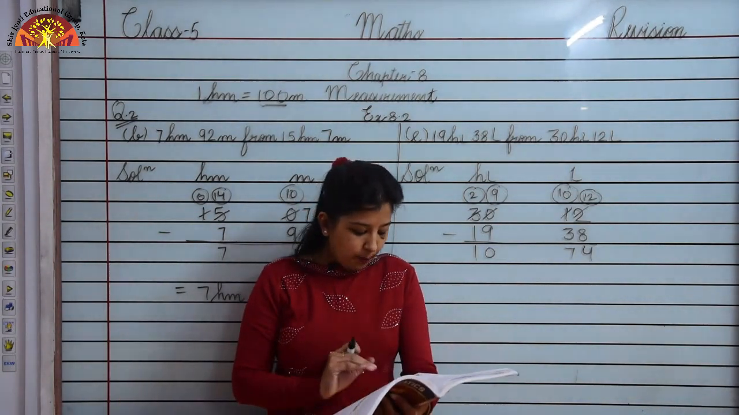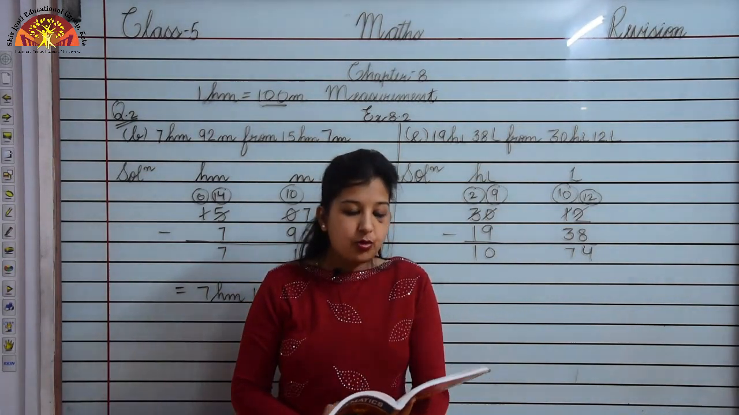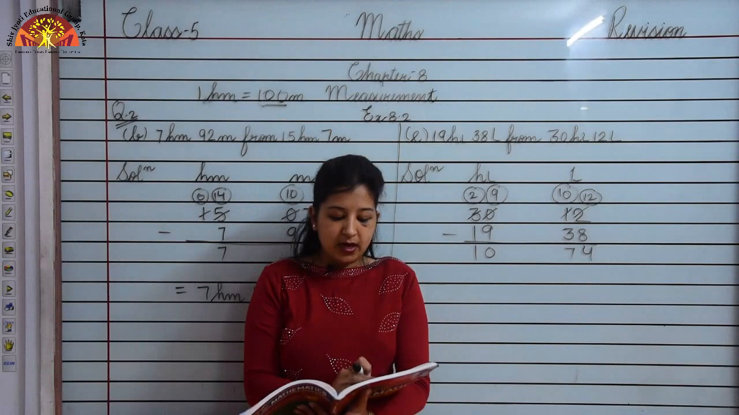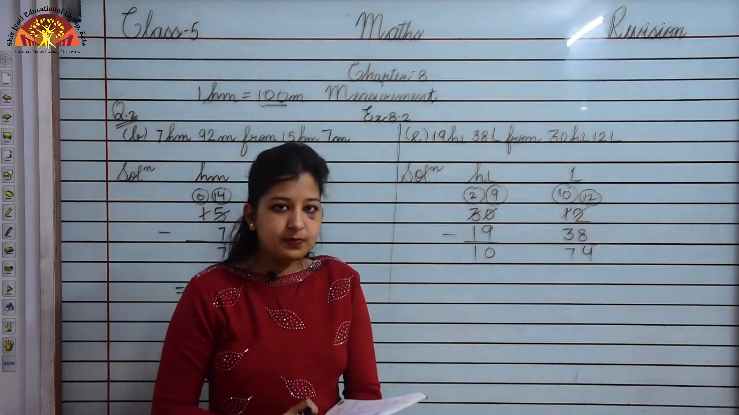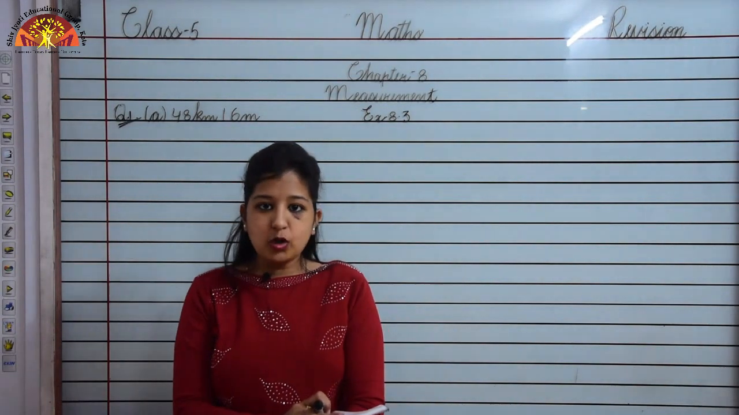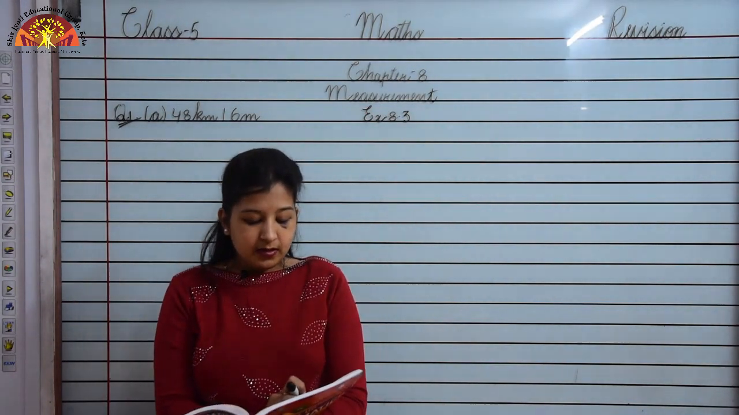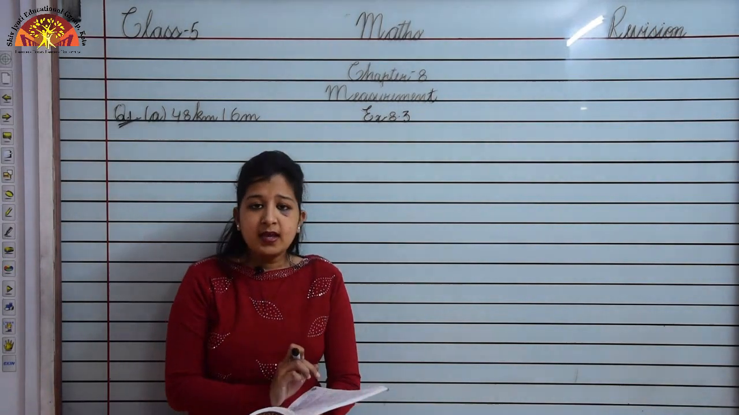Now students, open page number 118 of your book, in which we are going to do question number 1. Multiply the following metric measures. Fine. Students, A part of question number 1 is 48 kilometer 16 meter multiplied by 39. In this question we have to multiply 48 kilometer 16 meter by 39.